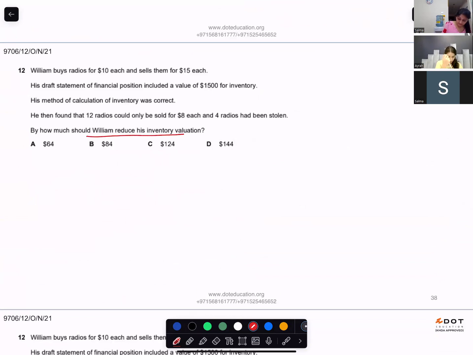William buys radios for $10 each and sells them for $15 each. So purchase price is 10 and selling price is 15. His draft statement of financial position included a value of $1,500 for inventory. His method of calculation of inventory was correct. He then found 12 radios could only be sold for $8 each, and 4 radios had been stolen. By how much should William reduce his inventory valuation?